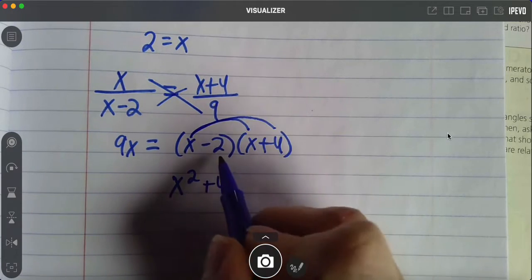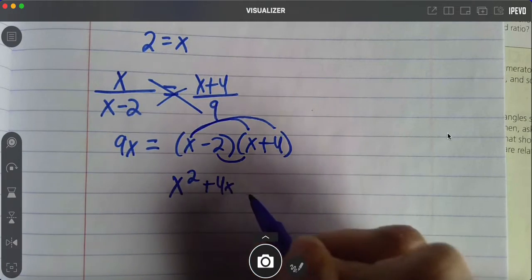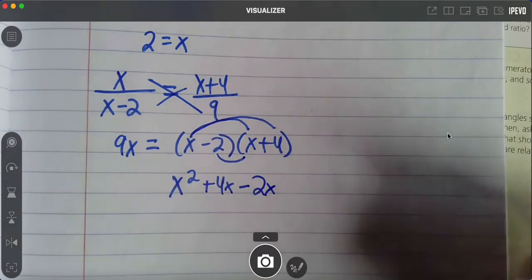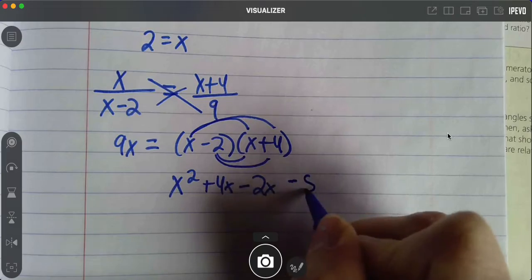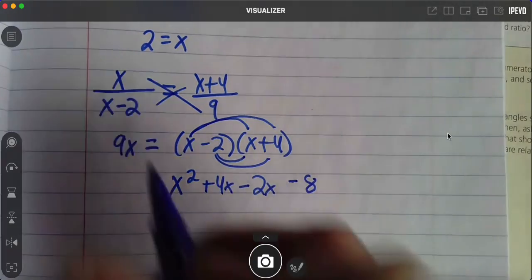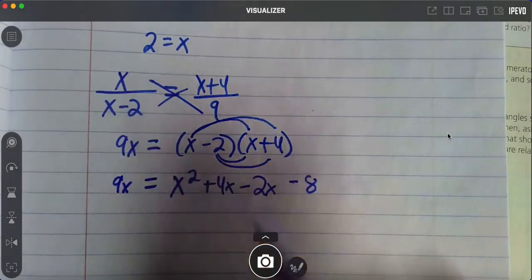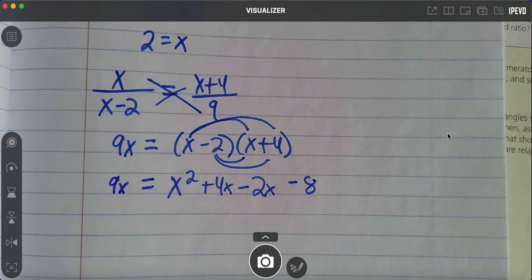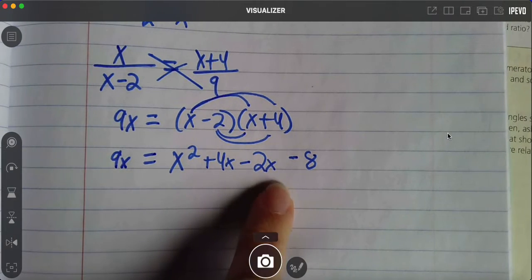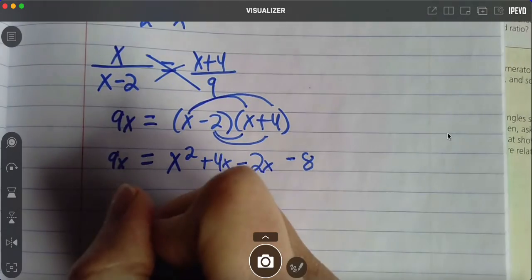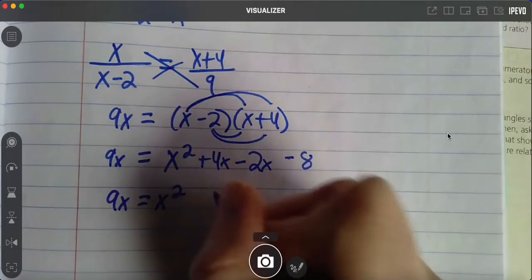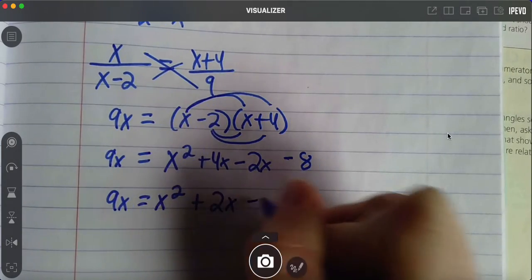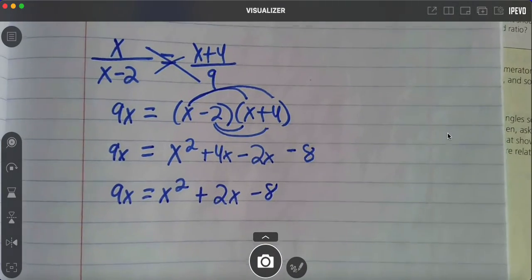4x. What is negative 2 times x? Minus 2x, or negative 2x. And then negative 2 times 4 is a negative 8, or a minus 8. And I'm just going to bring down my other stuff. How are we so far? Good? Now, I'm going to combine these two. What is 4x minus 2x? 2x. And I'm bringing everything else down. Are we good with that step?